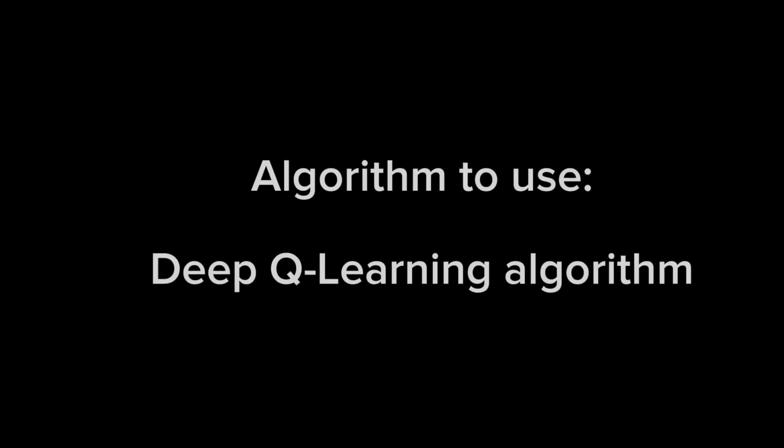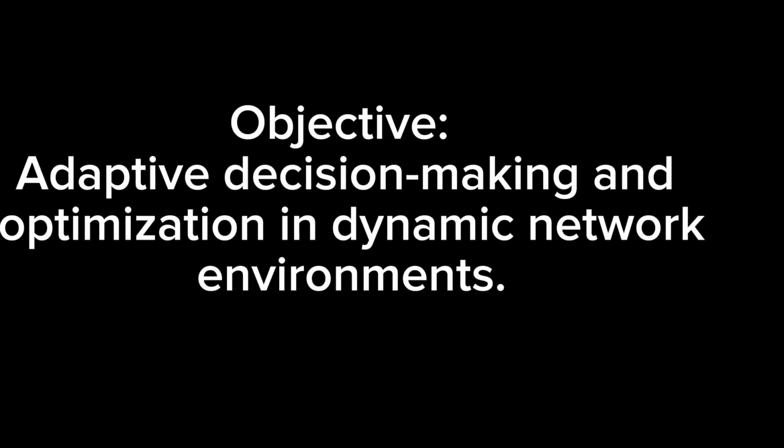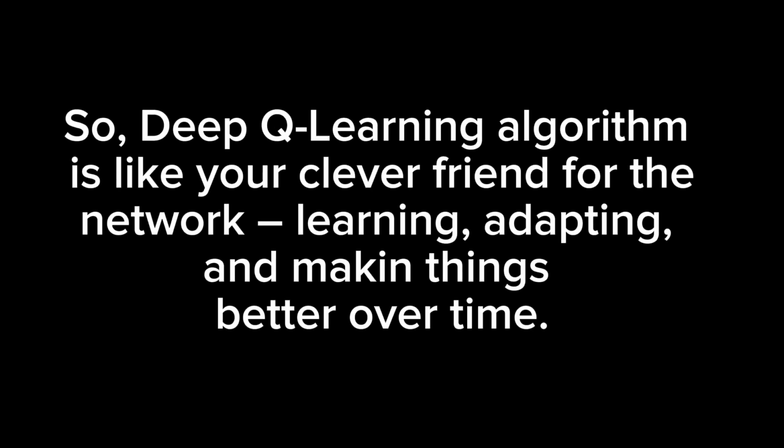Algorithm to use: Deep Q-learning algorithm. Objective: adaptive decision-making and optimization in dynamic network environments. The Deep Q-learning algorithm is like your clever friend for the network, learning, adapting, and making things better over time.